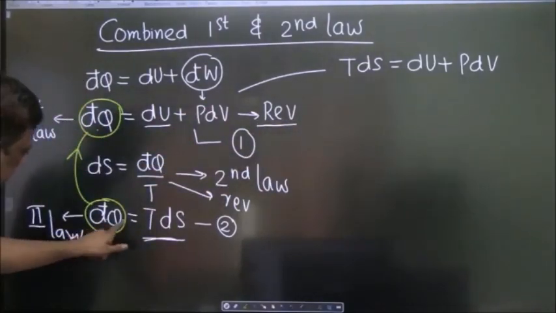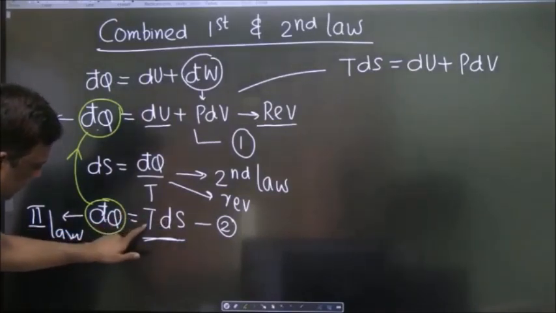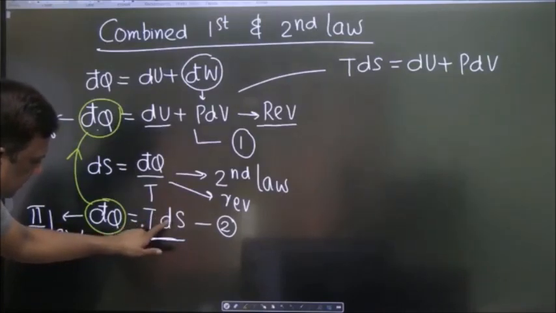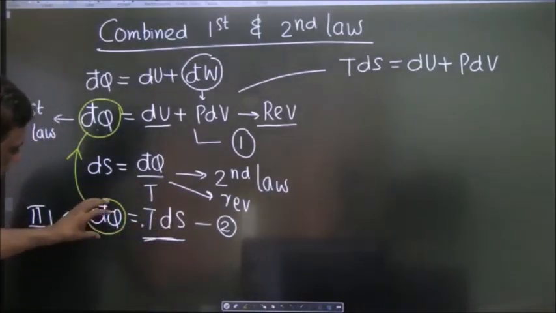Similarly, if you take this equation, temperature is a property, entropy is a property, and heat transfer is a path function.